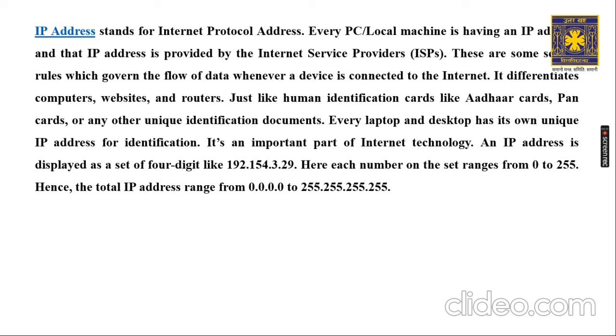An IP address is displayed as a set of four numbers, like 192.154.3.29. This is actually an IP address. Here each number in the set ranges from 0 to 255. You can see 192 is between 0 and 255, 154 is between 0 and 255, 3 is between 0 and 255, and 29 is between 0 and 255. Hence the total IP addresses range from 0.0.0.0 to 255.255.255.255.